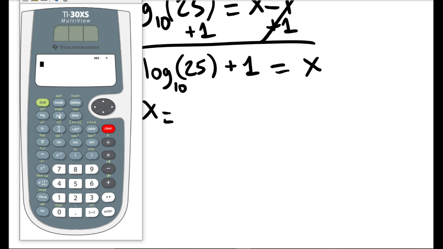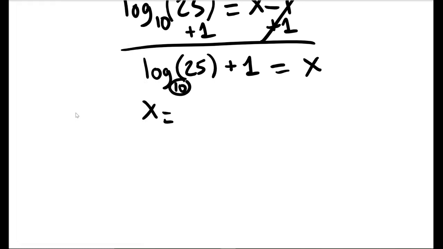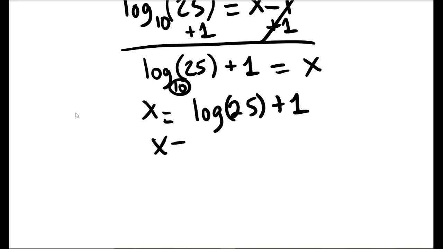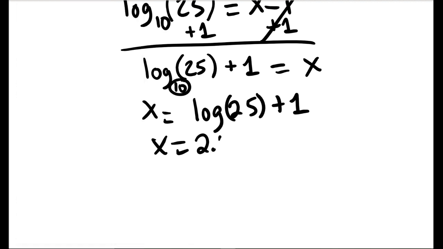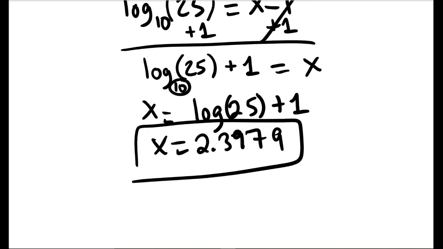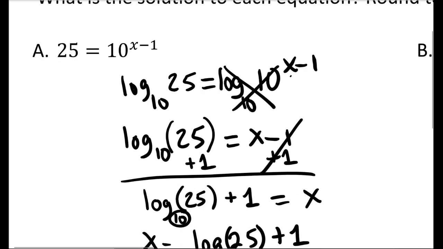Remember that the log base 10 is the same thing as the regular log, right? So I'm just going to write this as log 25 plus 1. And then we'll get what that answer is. So we got log 25 plus 1. Enter. We got 2.3979. Because we want to round that to the nearest 10,000th, which is to the fourth decimal.